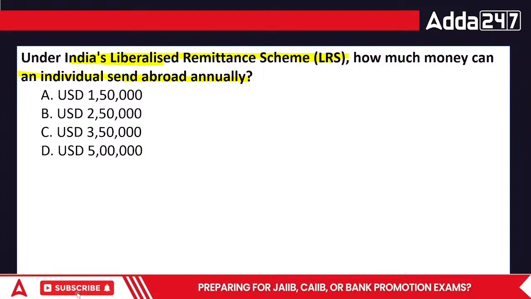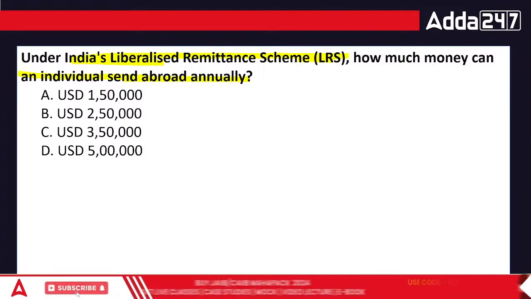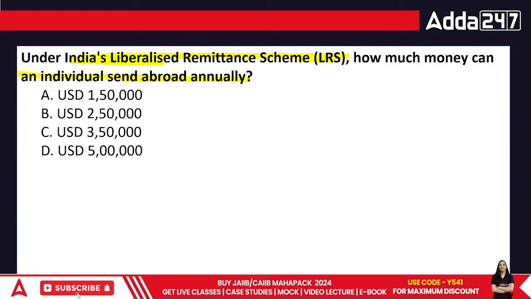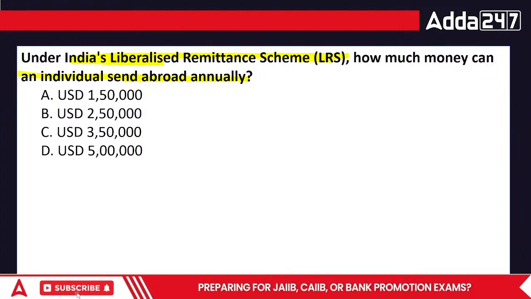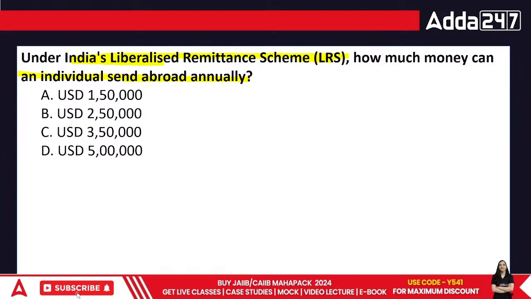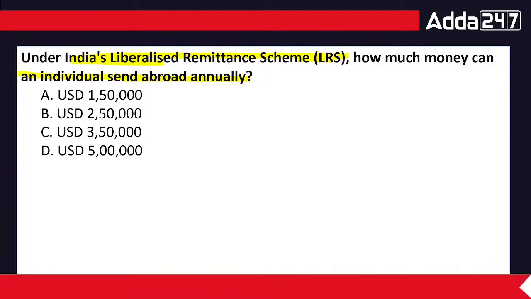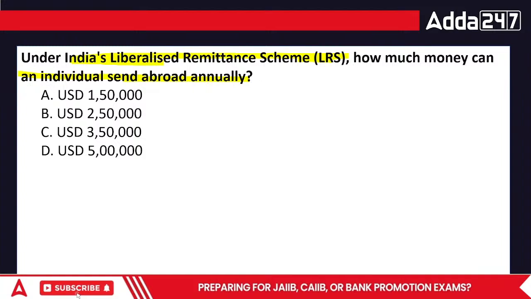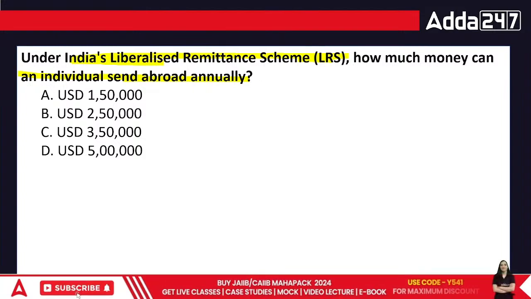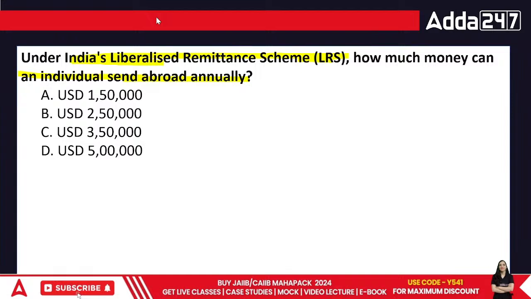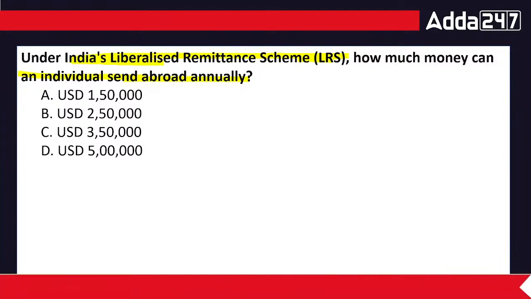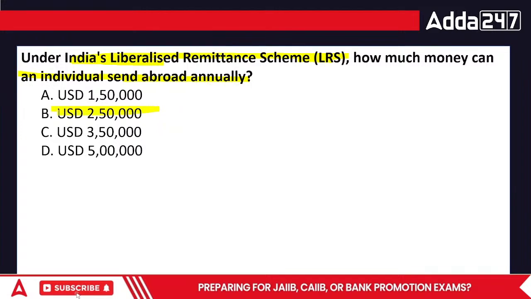When we talk about the Liberalized Remittance Scheme, India has a specific benefit which they provide, the relaxation. The relaxation is regarding a maximum limit of 2,50,000. The answer is US dollars 2,50,000.